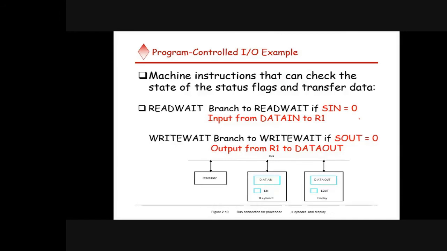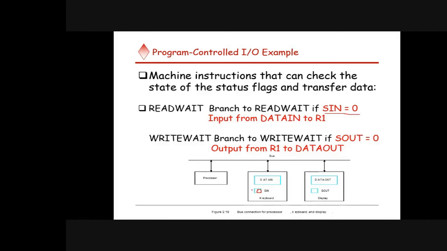The same thing, written as an instruction: if SIN is equal to 0, what should it do? The processor should wait, correct? Because the data in register is not full. When SIN has the value 1, the data transfer will happen. That means the buffer is full, so the data is transferred from the data in register to the processor register. Read wait is just a label.